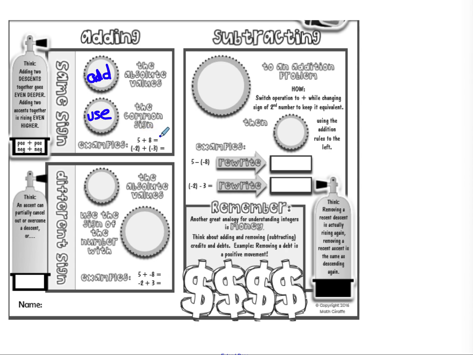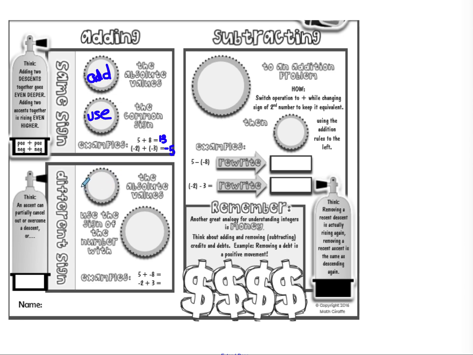5 plus 8, that's going to be 13. Two positive numbers, we're still adding them the way we always have. Here I have negative 2 plus negative 3. 2 plus 3 is going to be 5, and then that's going to be a negative 5 because I have two negative numbers. And then here it says think adding two descents. This is looking at a scuba diving tank. Going down twice makes it even deeper. So adding two negatives together makes it even more negative. And then the same thing with positives. If you're adding two positives together, going up towards the surface, it's going to be even higher.